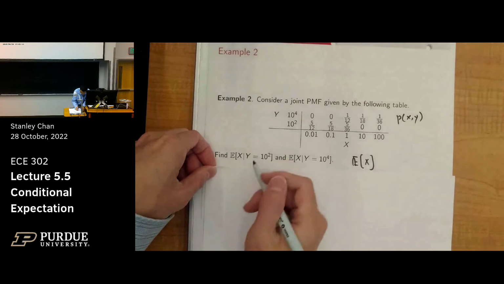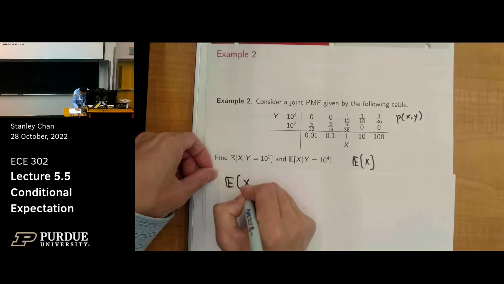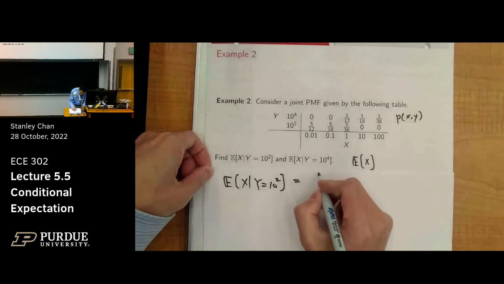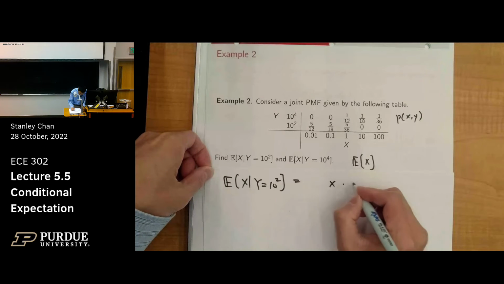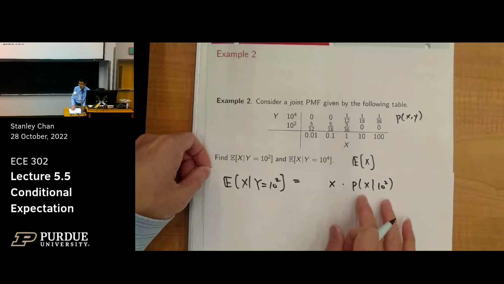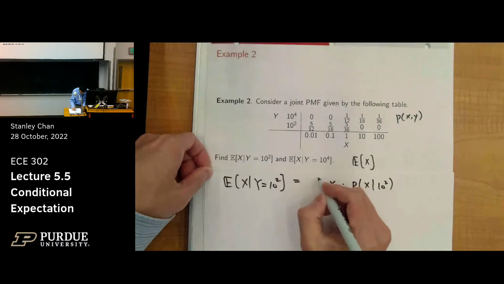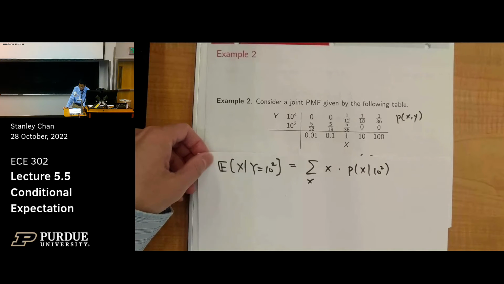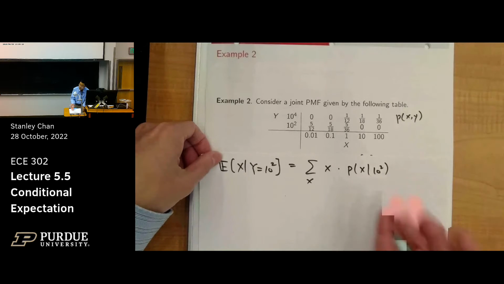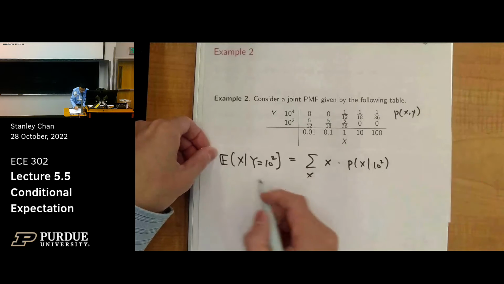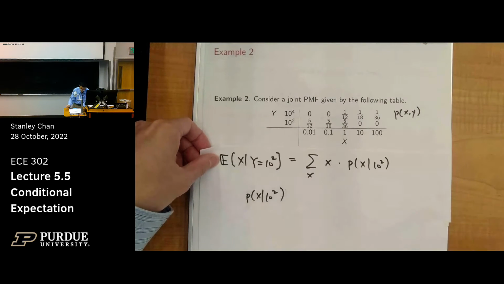Okay, so let's look at this. Expected value of x given y equals 10 to the 2. Okay, so this is the conditional expectation. To find this, I need to do x times p of x given 10 to the 2. Right, so this is the conditional expectation, and this is discrete, so I need to sum over all the possible x. By looking at this table, clearly I don't have access to these conditional probabilities yet. So I need to find them out. Now, how do I find p of x given 10 to the power 2?